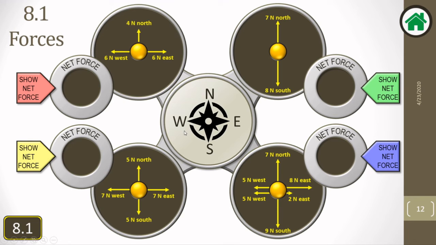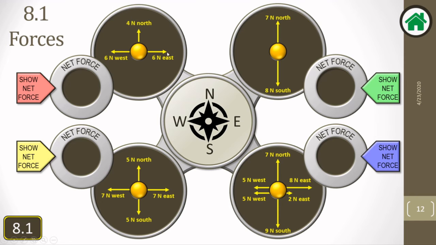We can also combine forces in more than one dimension. In other words, instead of just adding forces to the right and left, we can add forces to the north and south, or east and west. So let's take a look at each one of these situations and see if we can figure out the net force. Here we have 6 newtons to the east and 6 newtons to the west.